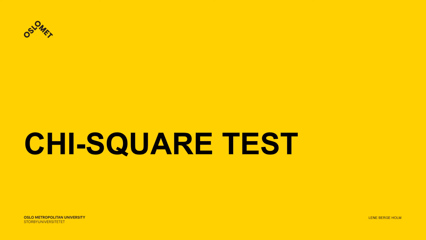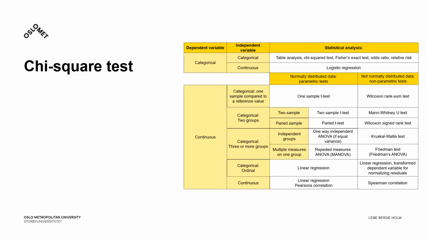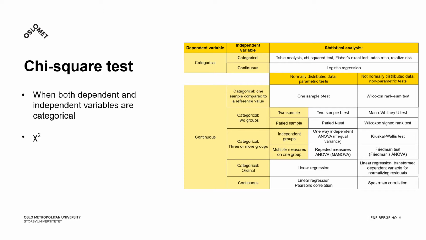Hi, in this video I will give you a brief introduction to the chi-square tests. The chi-square test is a test you use when both the dependent and the independent variables are categorical. You often see the chi-square test written as the Greek letter chi squared. So in our table we will look up here to find where both the dependent and the independent variable are categorical. And as you can see, we have several tests to choose between, but we will focus on the chi-square test in this video.